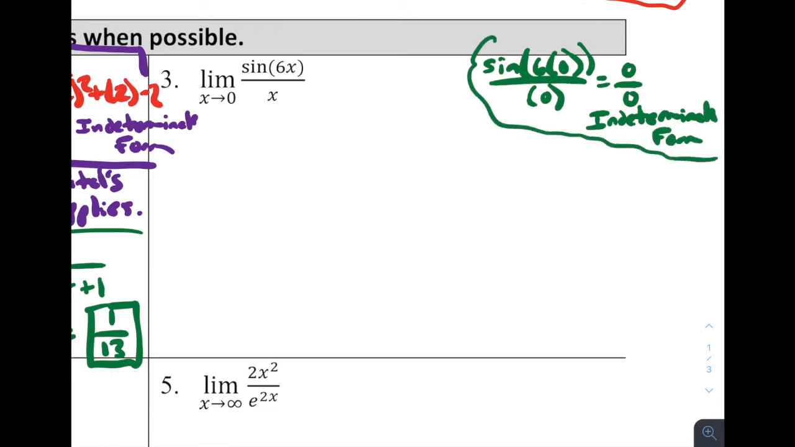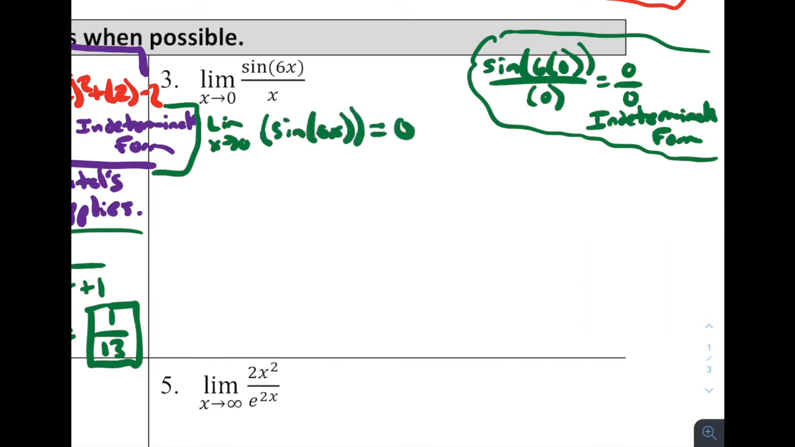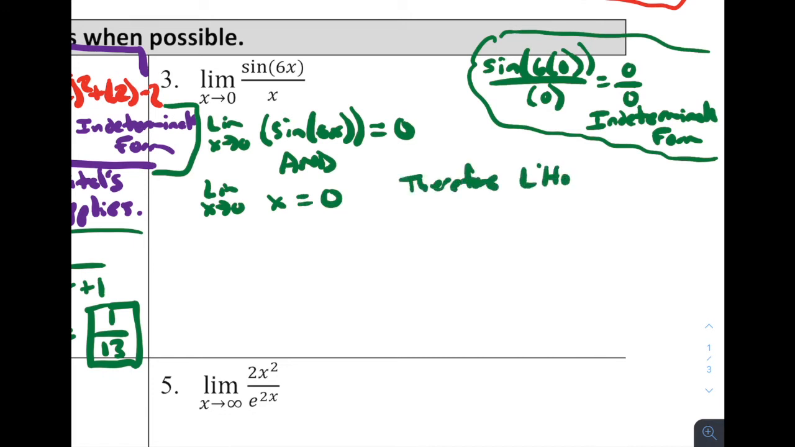Nice. Now, what does this work look like, especially on the AP exam? I'm going to say here that the limit as x approaches 0 of sine of 6x is equal to 0, and the limit as x approaches 0 of x is equal to 0. Therefore, L'Hopital's rule applies. And we're going to do our L'Hopital's rule.